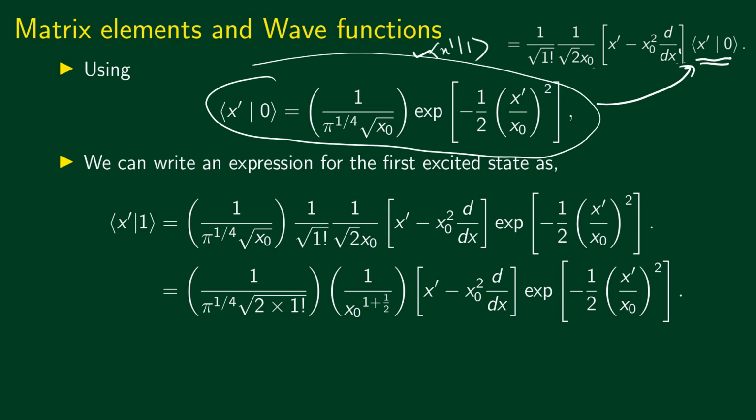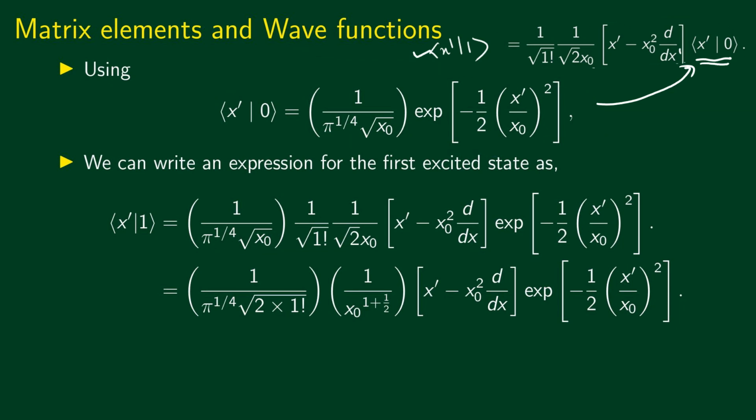Let's make the substitution. On this side, we collect all the constants. This is the normalization constant of the ground state wave function, which is 1 divided by pi raised to 1 by 4 square root of x0. And here we have certain constants: 1 divided by square root of 1 factorial, 1 divided by square root of 2 x0. And then we have this x prime minus x0 squared d by dx prime, which is here. Okay, there's a prime missing.